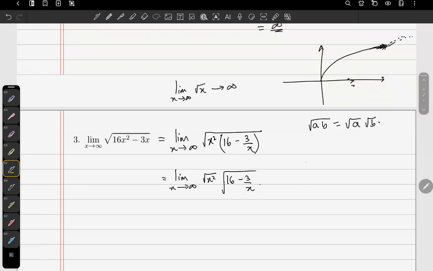But what is square root of x squared? The first thing that will come to your mind, as we've learned from elementary school, is just to say square roots cancel square. However, at this level of mathematics, we should know that this is not just square cancel square root. This is absolute value of x.